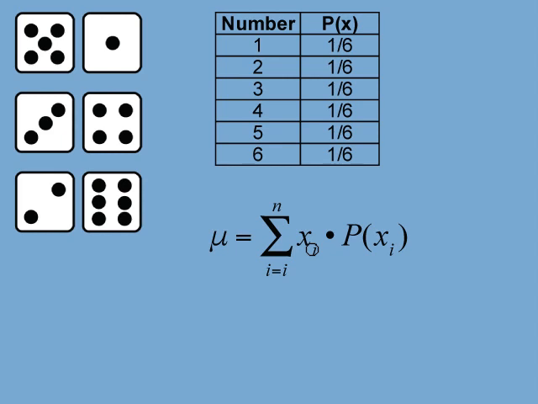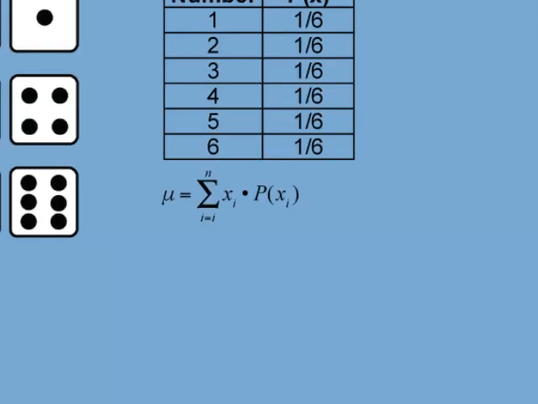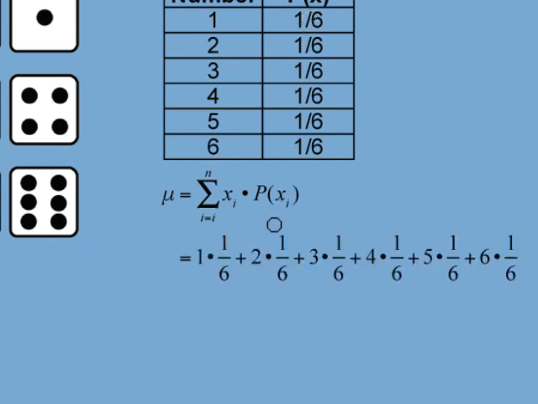Let's look at the mean of this probability distribution. The first term is the product of this number, 1, and this probability, 1/6. This is added to the product of this number, 2, and this probability, 1/6, and so on. These are all the terms. Notice that each term has 6 in the denominator. We can rewrite it this way.